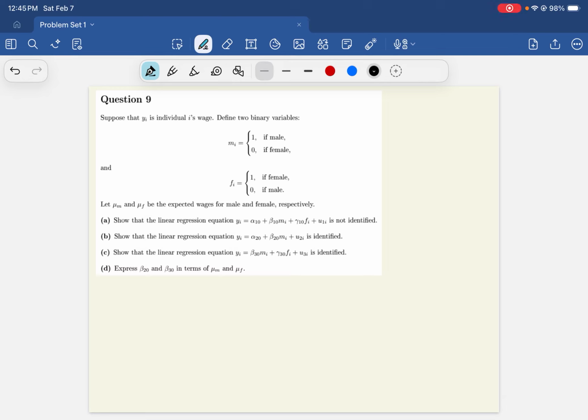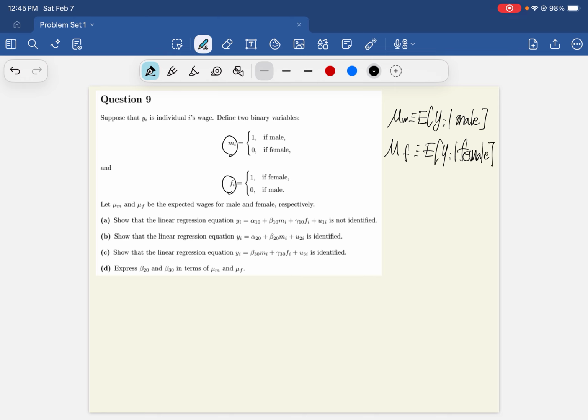Okay, this is about dummy variables, the simplest possible example. We define a dummy variable for man and another dummy variable for woman. First question: mu_m is defined as the expectation of y given, say, male, and mu_f is the expectation of y given female, conditional expectations. Pretty simple.